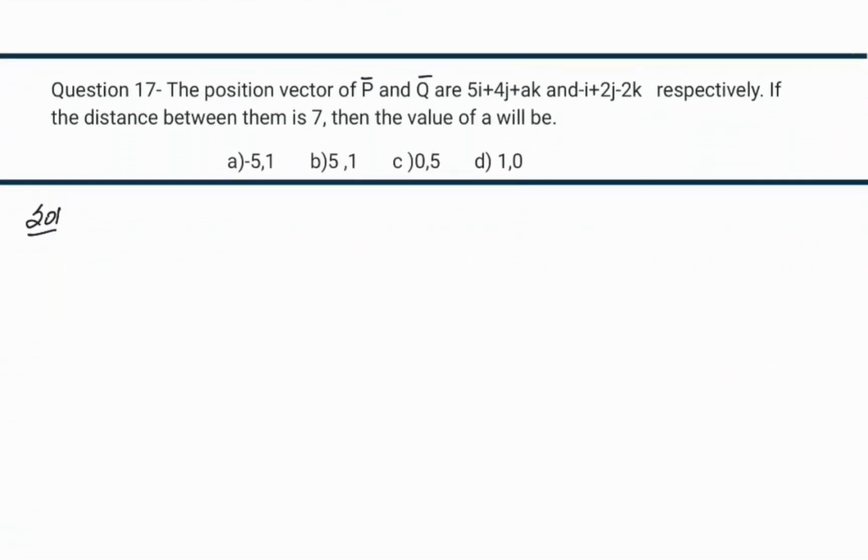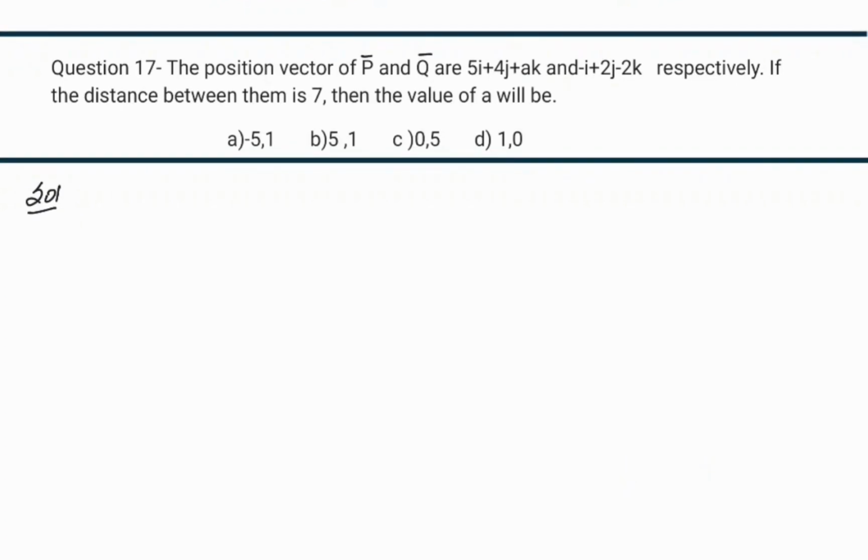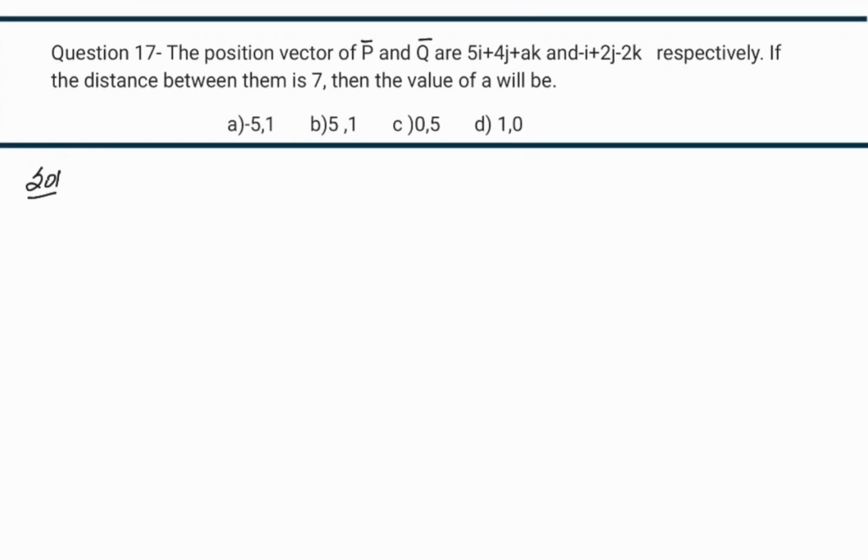Now look at question number 17. The position vectors of P and Q are given. If the distance between them is 7, then the value of A will be. Here the two vectors are given, and vector P is given as 5i plus 4j plus Ak, and vector Q is given as minus i plus 2j minus 2k, and it is given that these are the position vectors of the given points P and Q.